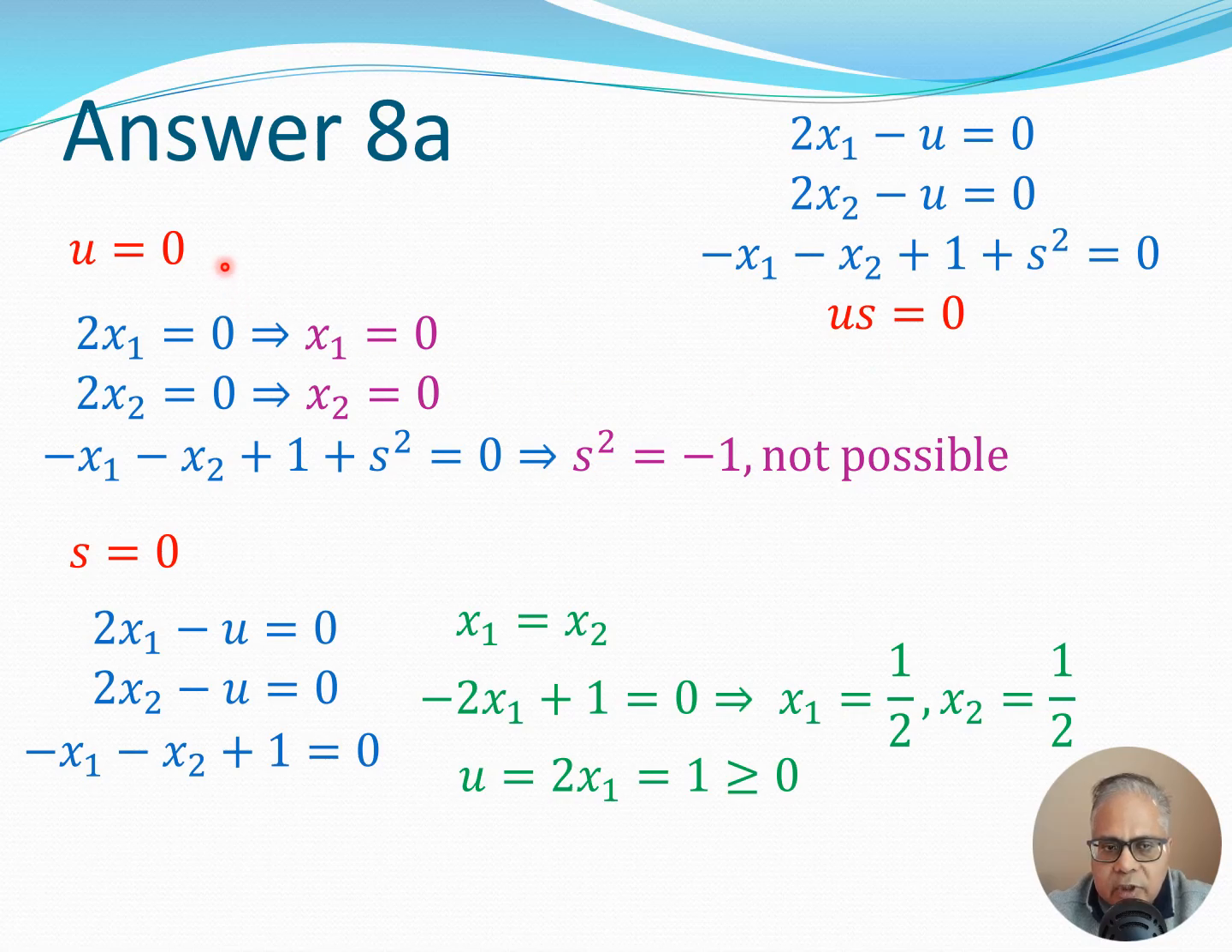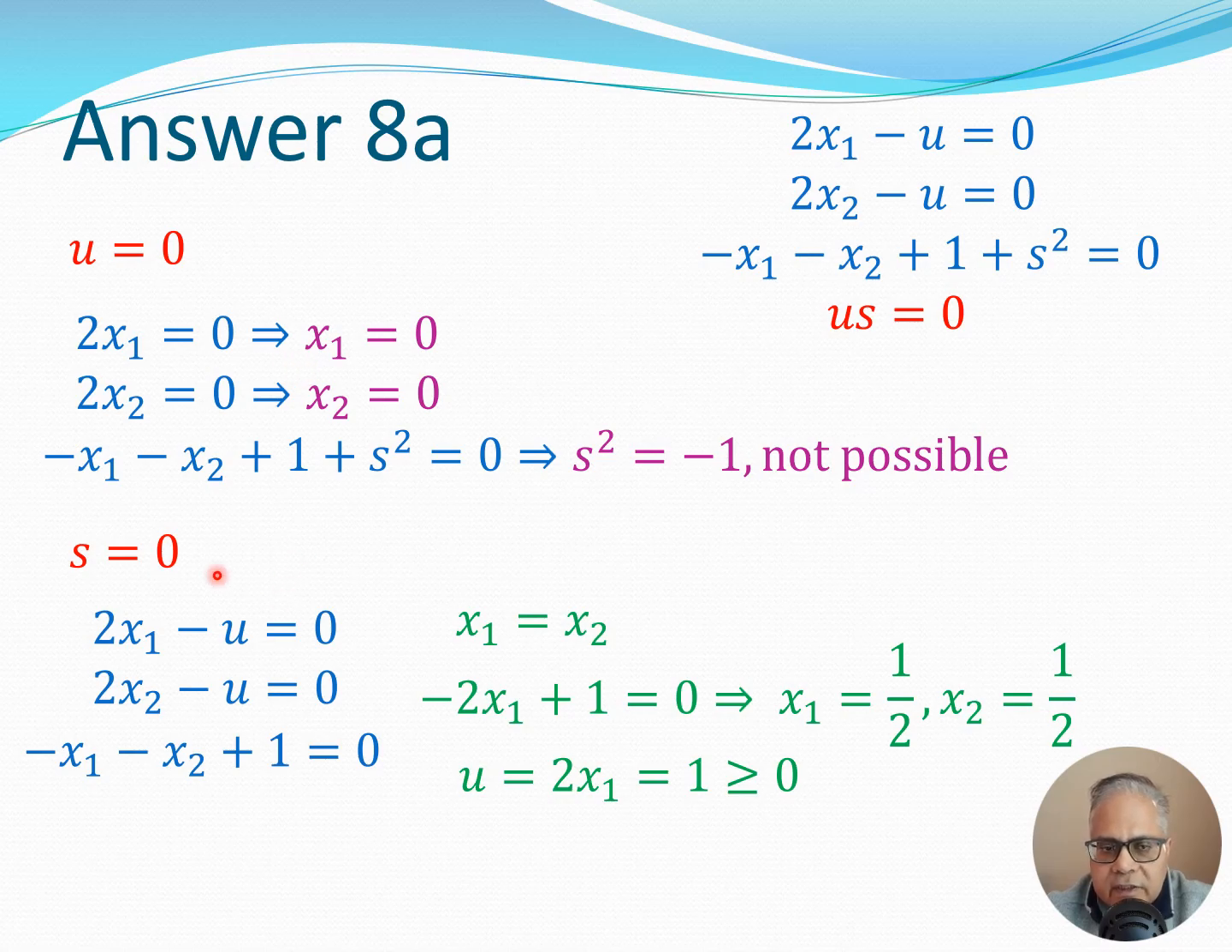So the first case is u is 0. If we put u is 0 in this system of equations, of course us equal to 0 is satisfied, and the first equation is going to give me 2x1 equal to 0, so x1 equal to 0. Then the second gives 2x2 equal to 0, so x2 equal to 0. So you see what I did, I substituted u is 0 in this equation here. Now the next equation is going to become minus x1 minus x2 plus 1 plus s square equal to 0. But since x1 and x2 are 0, I'm going to get s square is -1. Now that's not possible by the fact that we have defined s square to be a positive number, and therefore this particular solution is ruled out.